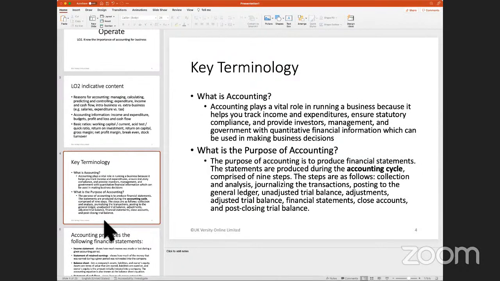Now, if you extrapolate this and take it to an organization, this is where the accounting department or the finance department would come in, and they would be looking at producing this in a more structured way, because the finances would need to be looked at by different people, and different people will have different requirements for looking at those finances.